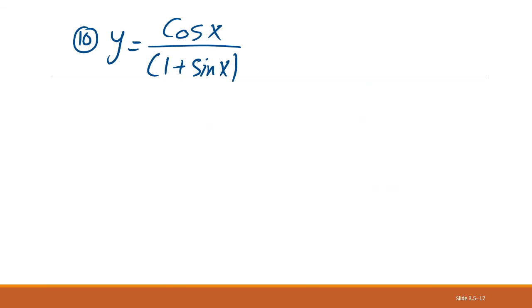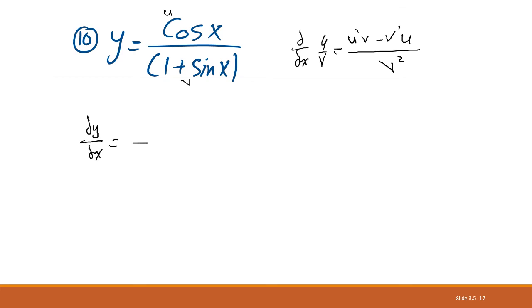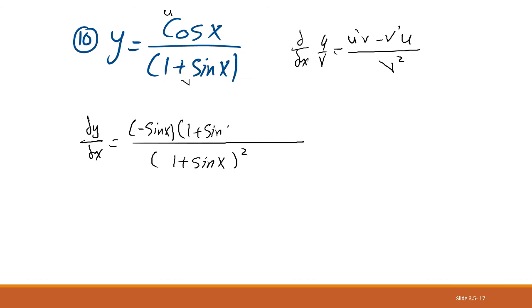y is equal to cosine x over 1 plus sine x. d by dx for the quotient rule is v squared, u dash v minus v dash u. This is u, this is v. So dy by dx is equal to the denominator to the power of 2, which is 1 plus sine x to the power of 2. Usually we don't expand the bracket in the denominator here. The derivative of cosine x is negative sine x multiplied by the denominator, which is 1 plus sine x, minus the derivative of the denominator, which is cosine x, multiplied by the numerator, which is cosine x.